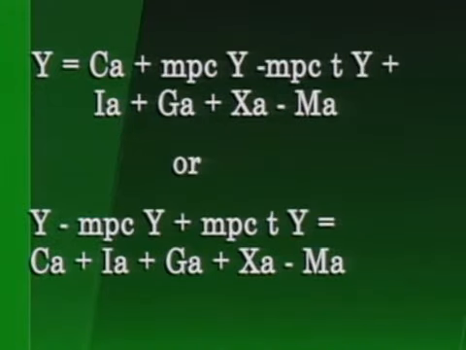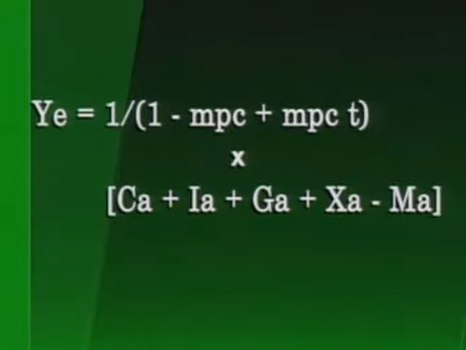To do this, distribute the marginal propensity to consume through the parentheses and then collect all of the income terms on one side. It's easy algebra, and when you're done, this is what we have. Here we see income is equal to autonomous consumption plus the marginal propensity to consume times income minus the marginal propensity to consume times the tax rate times income plus the autonomous factors. Or income minus the marginal propensity to consume times income plus the marginal propensity to consume times taxes times income is equal to the autonomous factors on the right-hand side of the equation.